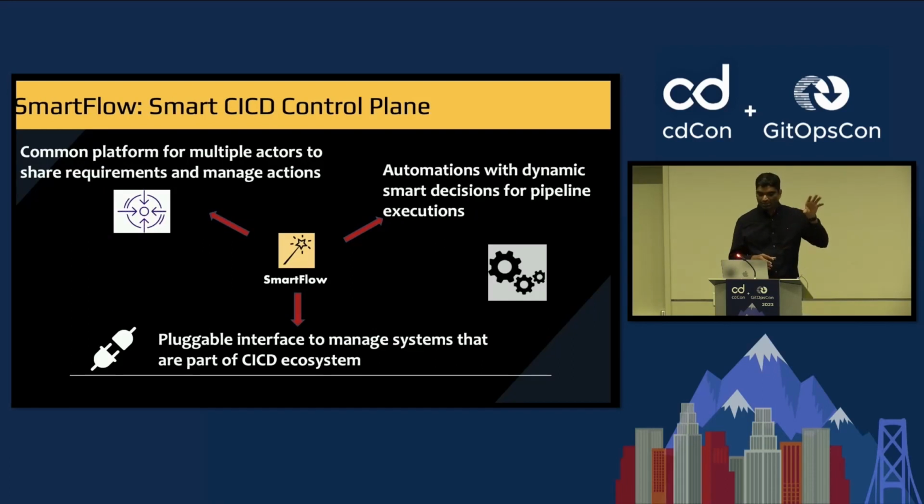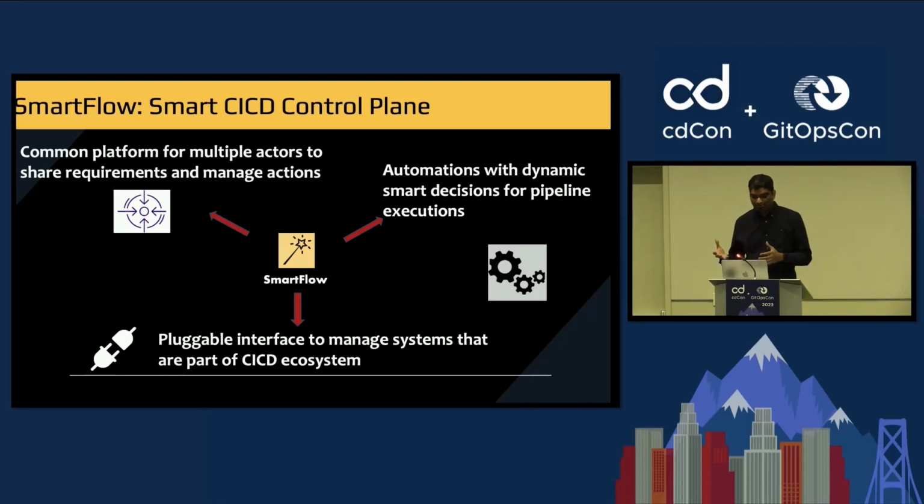One is, we want this common platform where multiple actors can share responsibility and manage actions. When I make a decision, I don't have to explicitly communicate to all the affected parties. I just make that decision and I feed it to the system. It will communicate and manage the after effect of that decision.